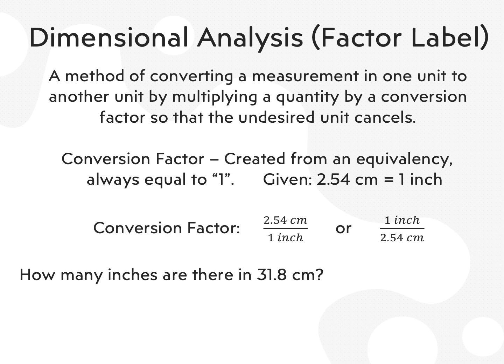This is a process called dimensional analysis. Some people call it factor label. It's a method of converting a measurement in one unit to another unit by multiplying a quantity by a conversion factor so that the undesired unit cancels. A conversion factor is created from an equivalency and it's always equal to 1.